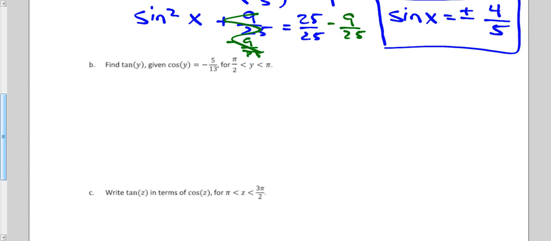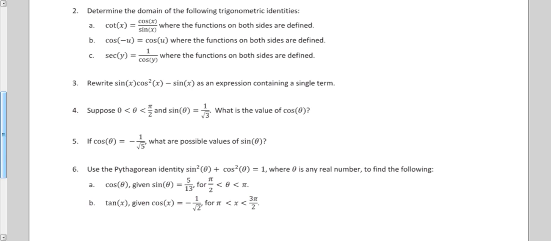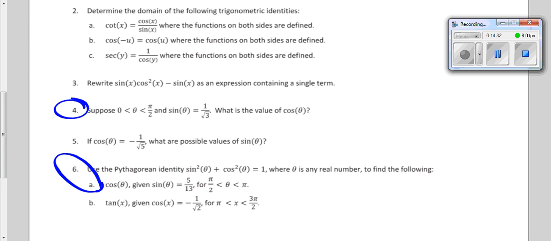So this was easy. Your job will be number 4 and number 6A. Number 4 and number 6A. Due tomorrow, Thursday. 2 problems. Yeah, it's 2 problems. Problems. How long did it take us together to do the one? At least 25 minutes. 10 minutes.